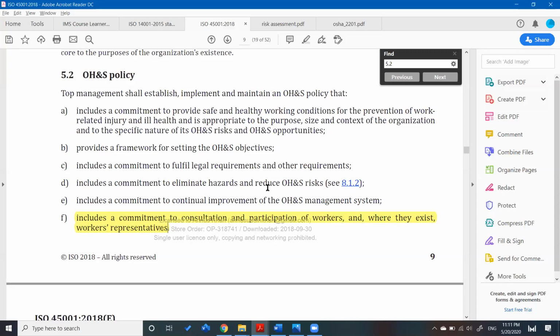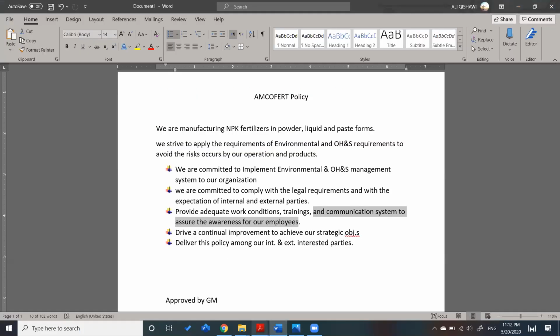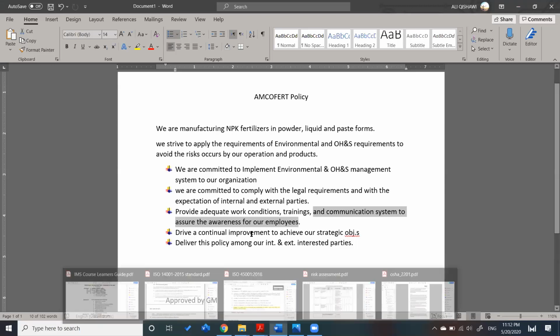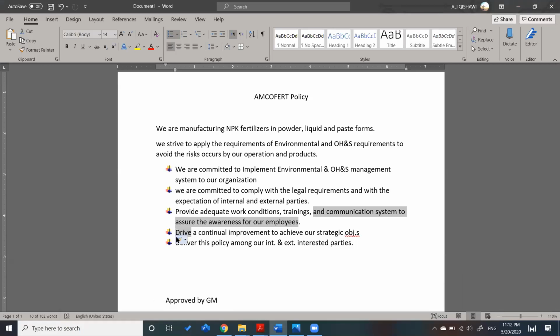Now the second question was, in the policy, how are you going to communicate this policy to the interested parties? Deliver the policy among our interested parties. Okay, you will just go and deliver to them, right? No, no, no. We can make it available on our website or publish it. Very good. Post, email, posters, yes. Very good. Any tools?